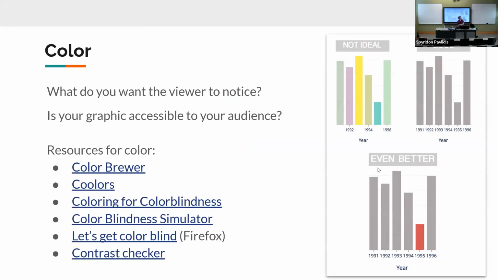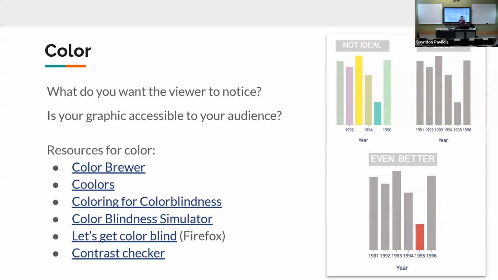But questions you want to ask for color are going to be, what do you want the viewer to notice? What, after the title text that's bolded, what do you want them to look at next? And then finally, is your graphic accessible to your audience? So this is a big one with color. It's one of the easiest things to check for too, which is pretty nice.